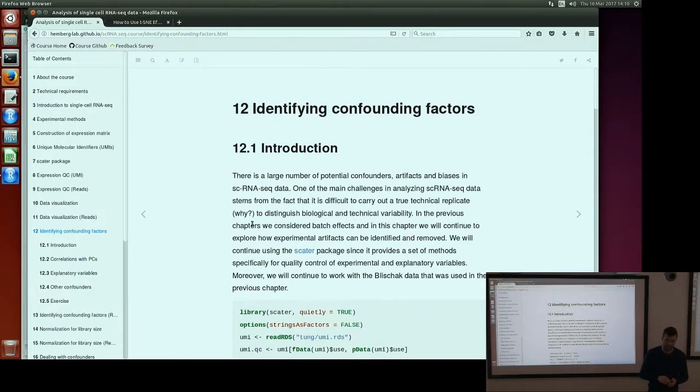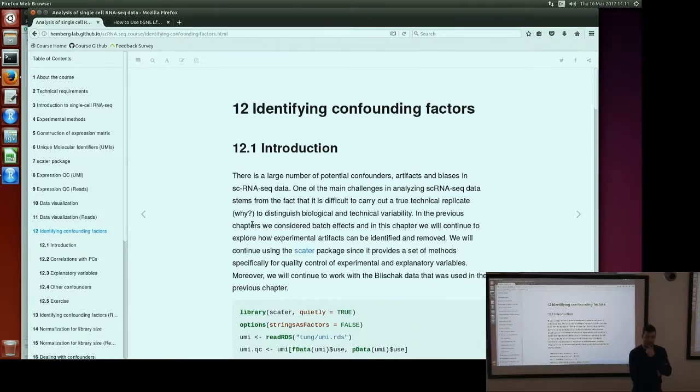Okay, so we've gone through QC and some visualization. The next step, having visualized our data with PCA or t-SNE that can highlight some aspects of variation between our population of QC'd cells, is to try to identify what could be confounding factors in our analysis. And so that's what we'll cover in this chapter now.